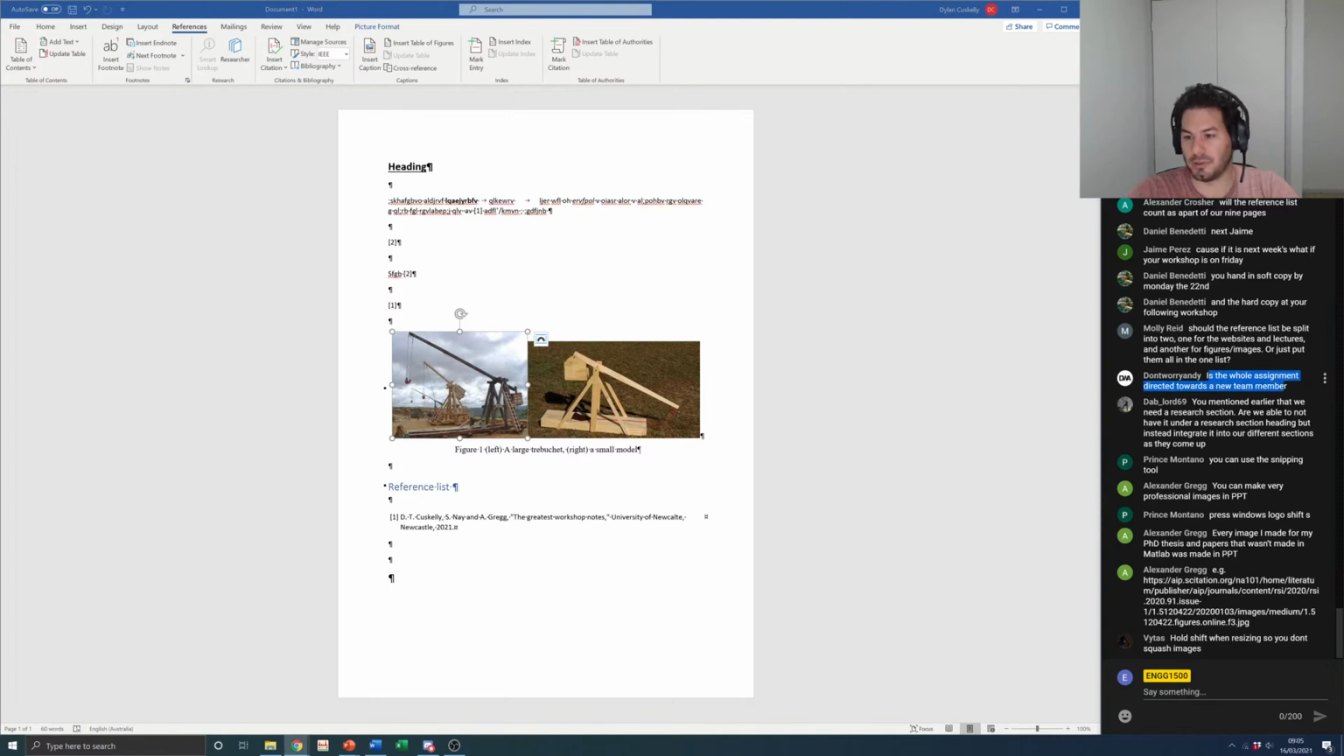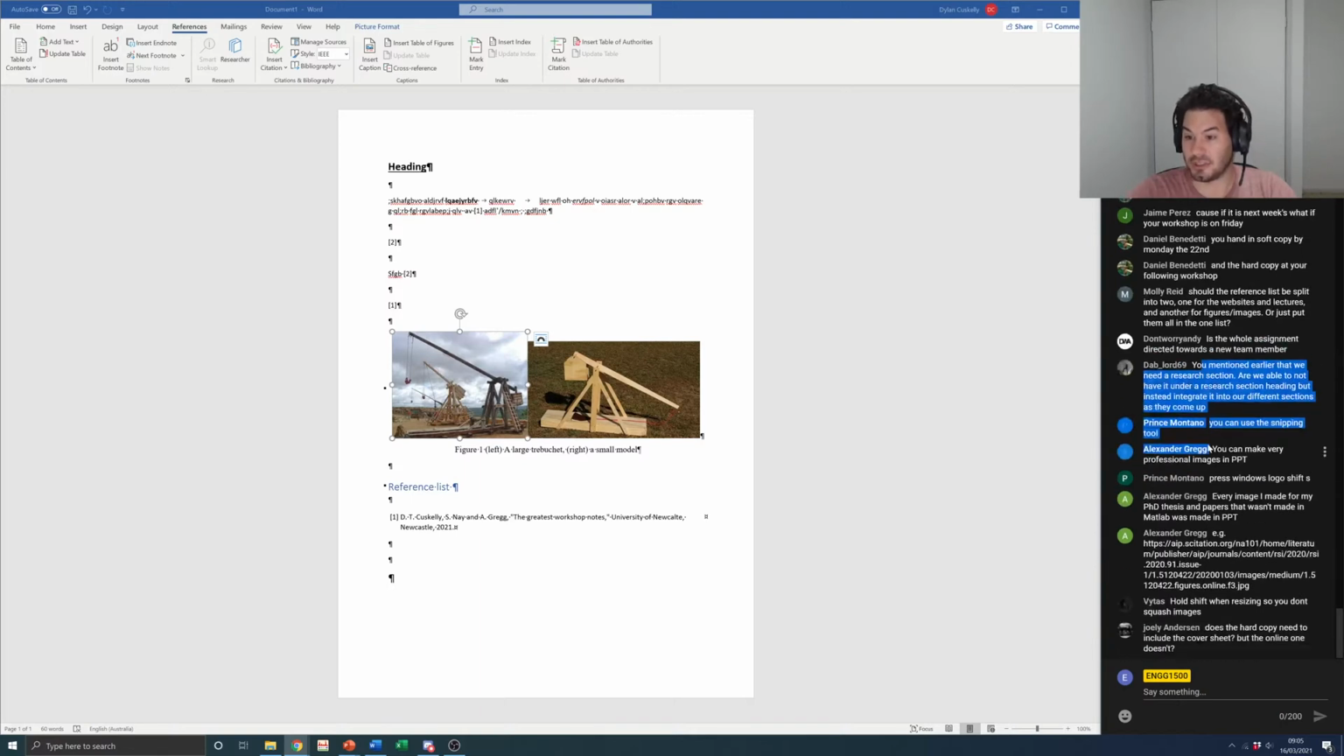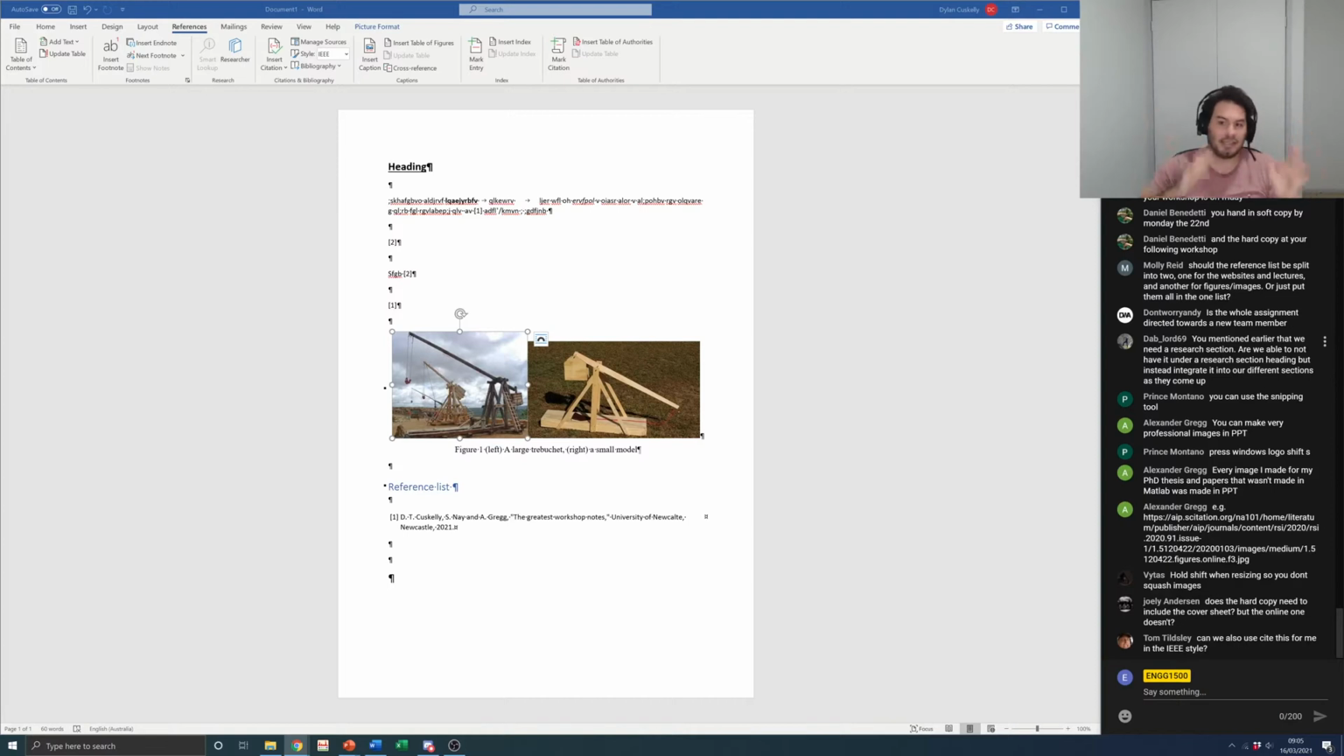Is the whole assignment directed towards a new team member? Yep. You mentioned earlier that we need to do a research section. Are we able to not have it under a research section heading, but integrate it into different sections? 100%. So which sections you actually need, you can break up however you want. You can have a standalone research section. You can break that down into other things. You can have a separate introduction and scope, or you can mold those two things together. Whatever is easiest for you and your project, whatever you believe is easiest for your reader, that's what you do.